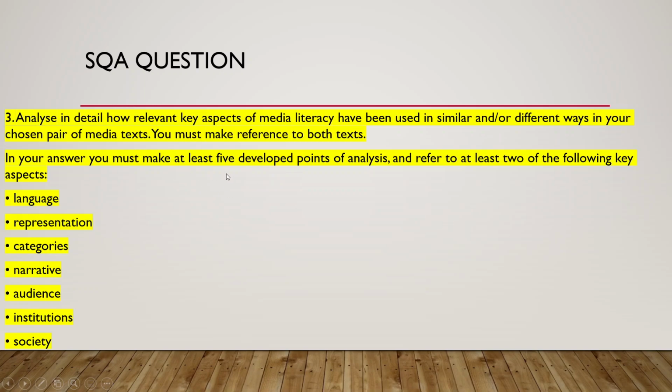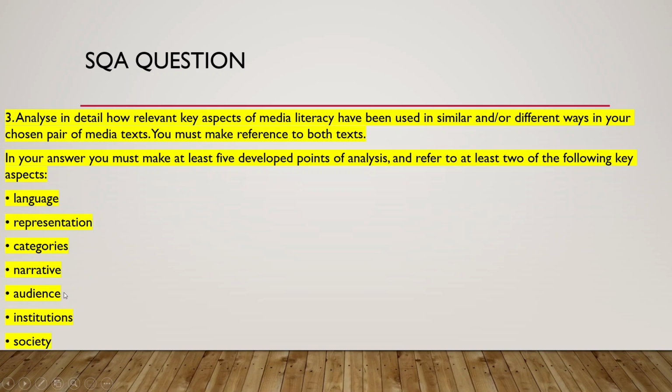Even if one of them is completely wrong, having 5 points is important to show that you've understood and read the question. Secondly, and perhaps more importantly, you must refer to at least 2 key aspects. If you did all your analysis, great analysis, apt analysis, accurate analysis, you only talked about language, the most you could get is 4. You have to talk about at least 2. I don't think I've seen people get 10 marks without mentioning at least 3. The easiest ones to talk about are going to be language, representation, narrative, and audience.